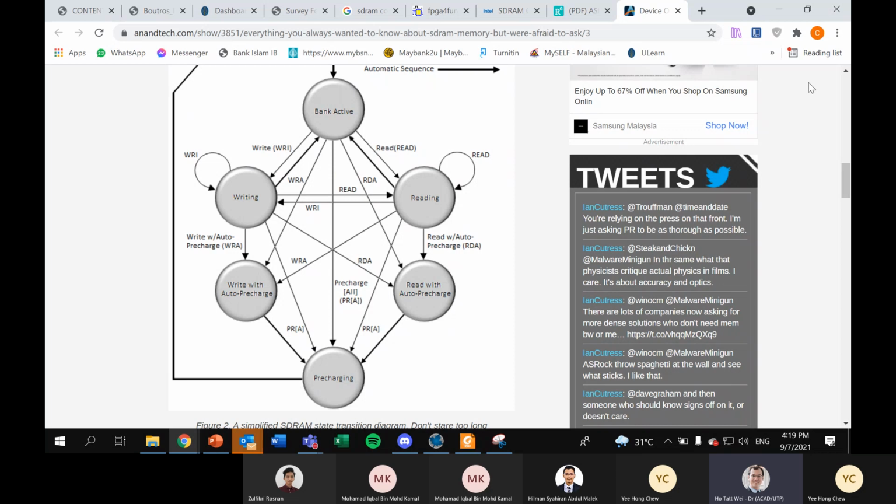and that is just burst read followed by precharge, and burst write followed by precharge. I leave it up to you whether you want to do auto precharge or manual.